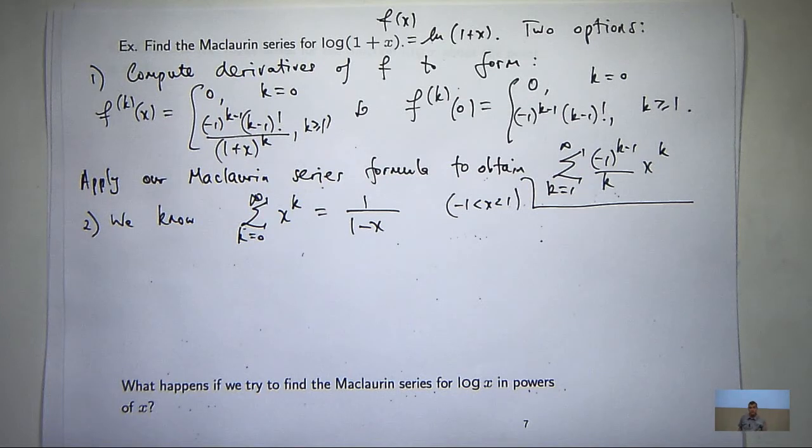We differentiated in the previous example. What have we done? We haven't integrated. Maybe we can integrate something like this and produce log 1 plus x. Now, if you integrate 1 on 1 minus x, you obviously don't get log 1 plus x. But we can adjust.